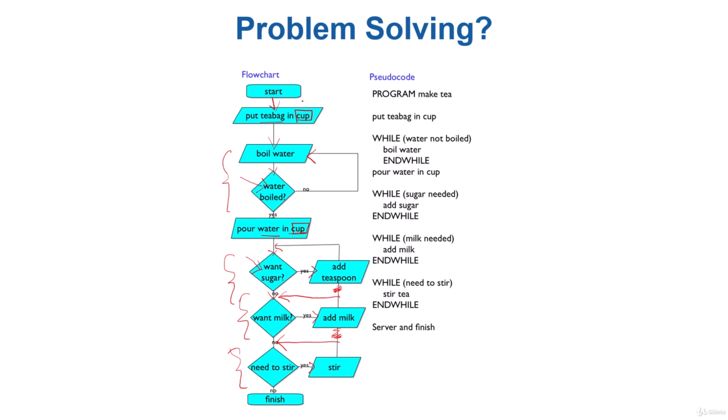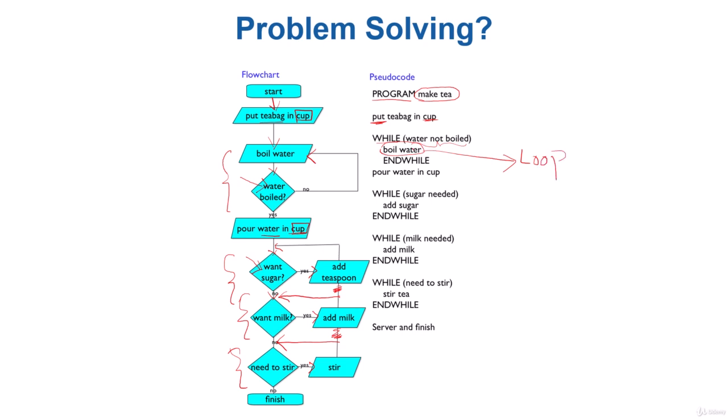Now let's see the same procedure in pseudocode. Program is a keyword, and that's where the program name goes. Program make tea. Put is a keyword. Put tea bag in a cup. While water not boiled. While is a keyword. While this condition is not satisfied, keep on doing this. Whatever is written between while and end while is the body of this repetition, also called a loop.